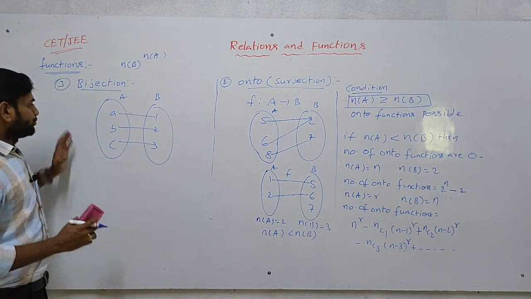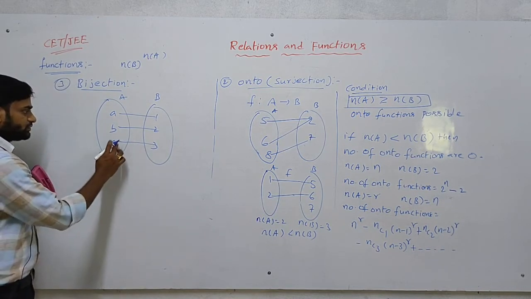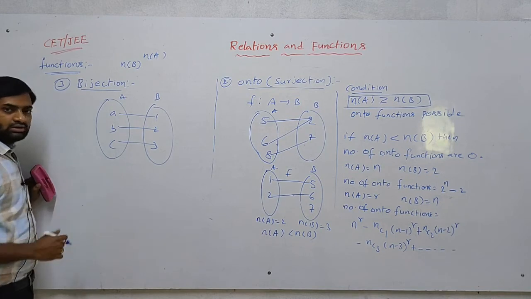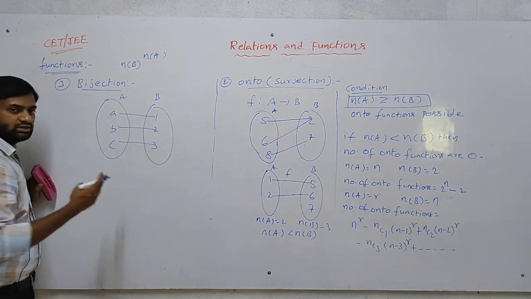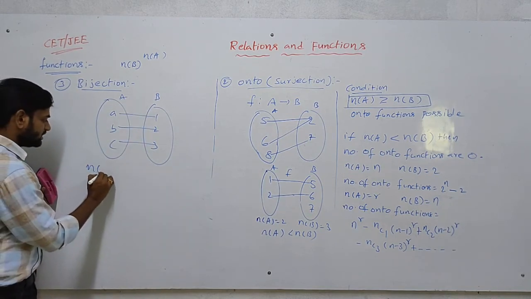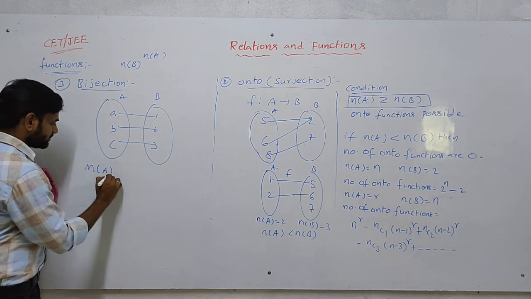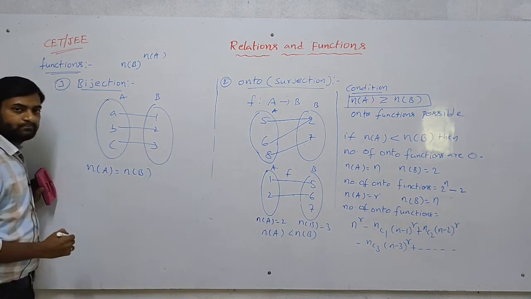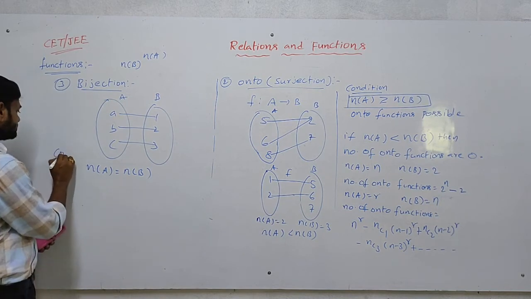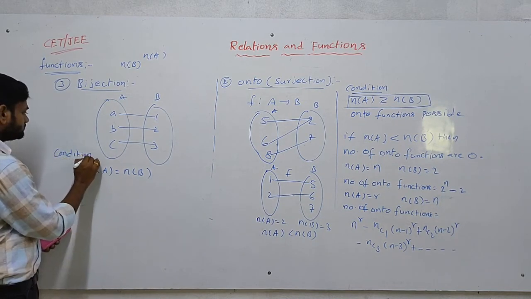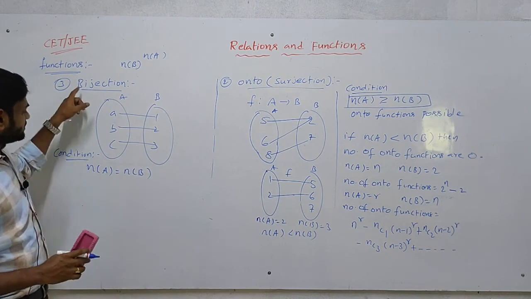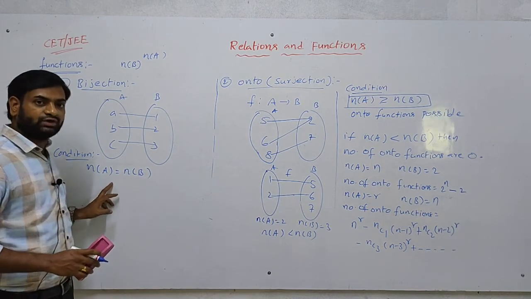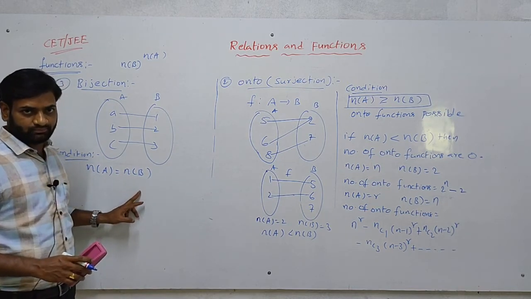If you observe here, how many elements in A? 3. How many elements in B? 3. So n(A) equals n(B). The condition for bijection is n(A) equals n(B).